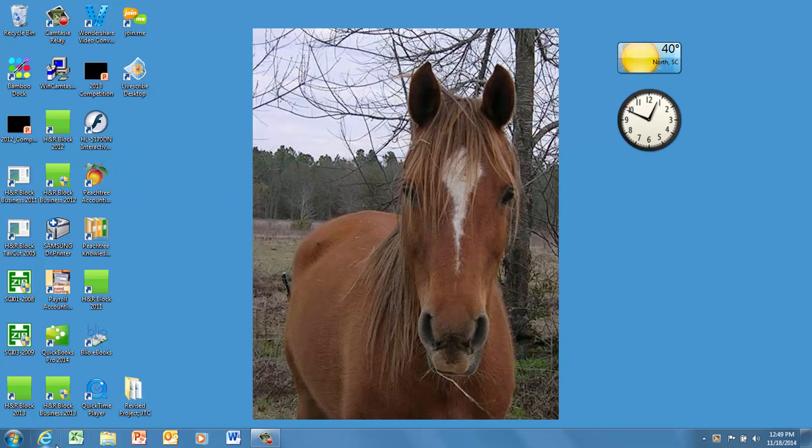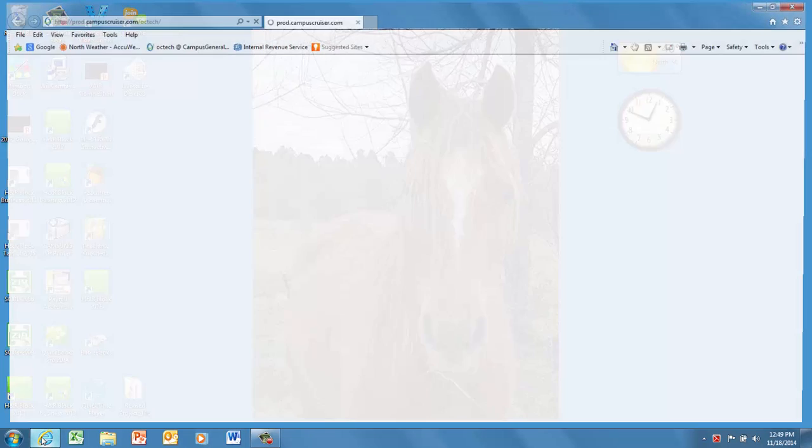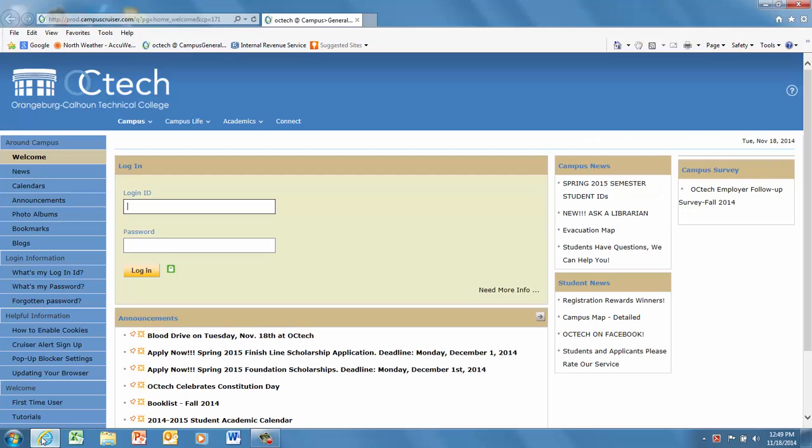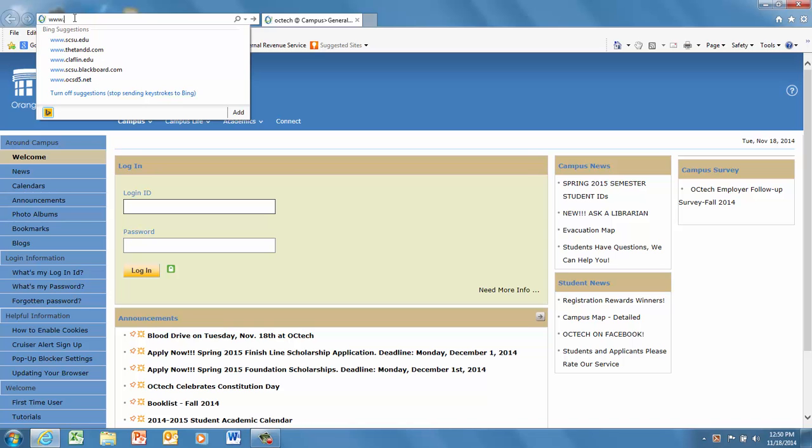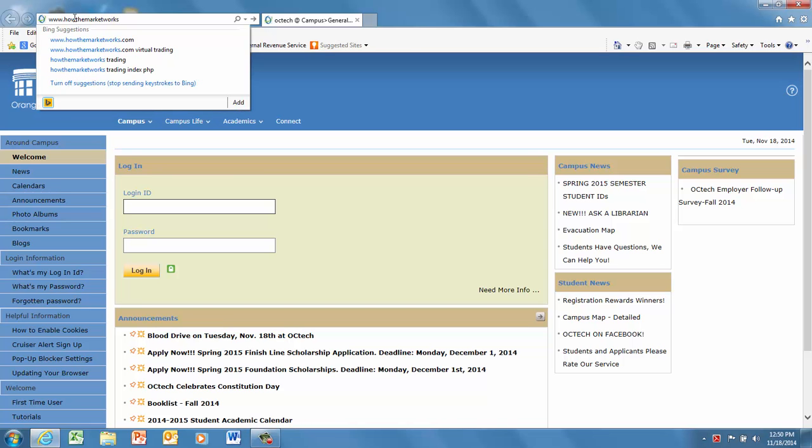Alright, here we're going to take a look at the stock market game, which you need to do for your class. You need to get on the internet and you are going to go to www.howthemarketworks.com.